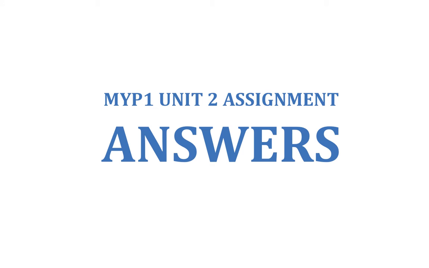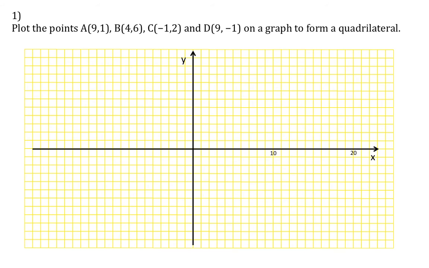So here are the answers to the MYP1 Unit 2 assignment. First of all, we had to plot some points. So I've made some graph axes, X going across and Y going up. I've put some values on to scale them. Perhaps I should have put a few more on, but it's basically 1 square for 1 unit.